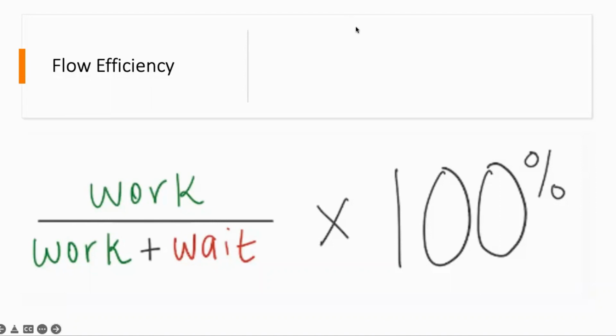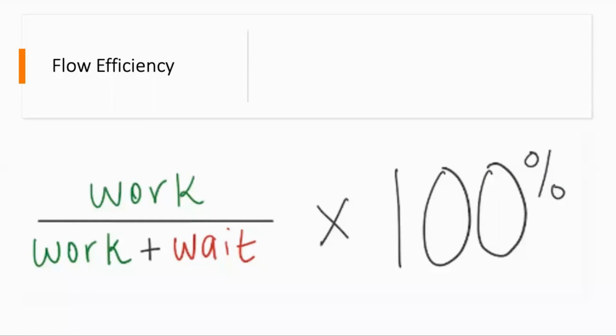So what is that touch time? It is the sum of the time that you worked on a particular item, the work time. Work plus wait is the total time that you took to move the item from the start till the finish. So you identify, in the total time that you took, what is the time in which you actually worked on that particular item, and that gives you your flow efficiency. The higher your flow efficiency, the less waste you are generating in the system.